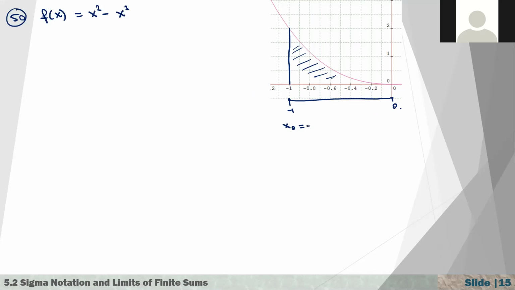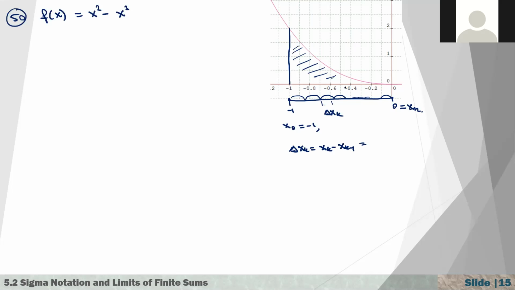Let's say x sub 0 is equal to -1, and by adding, this one is x1 and x2 and x3 and x4, and so on. The last one is x sub n, so our last point is x sub n. Let's say they are equally spaced. What will be the length of one interval? Let's say that is delta x_k. What is delta x_k? Delta x_k is equal to x_k minus x_{k-1}.